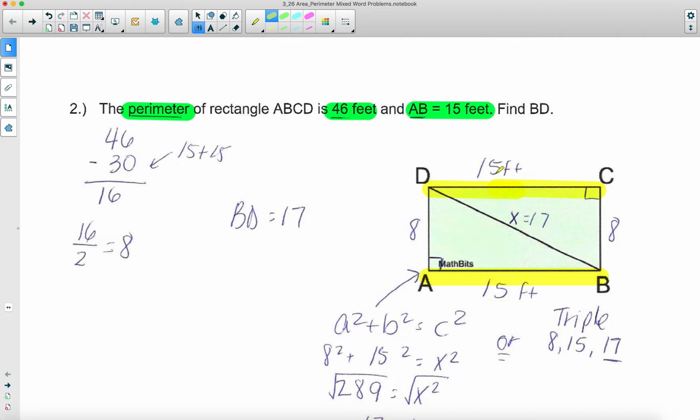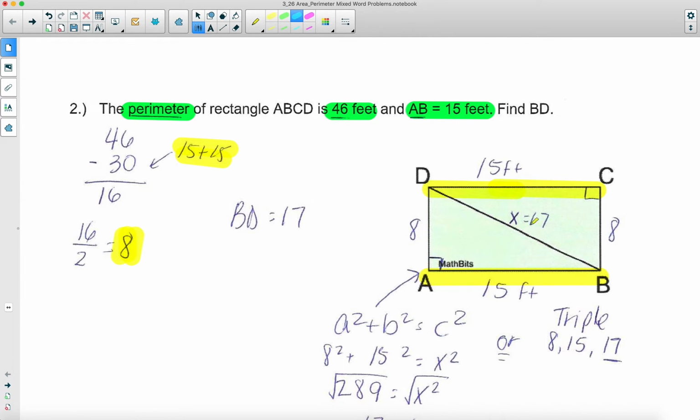So what I did was say, if the full perimeter is 46 feet, and I add up 1, 2, 3, 4 sides, it has to equal 46. I know that 2 of my sides are 15. So I take my total perimeter and subtract what I know the length of 2 sides are, which is 15 plus 15 is 30. That gives me 16 feet for the remaining 2 sides. Half of 16 is 8, so my remaining 2 sides are 8 and 8.